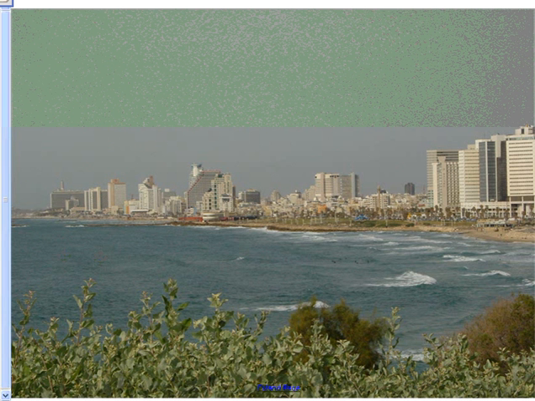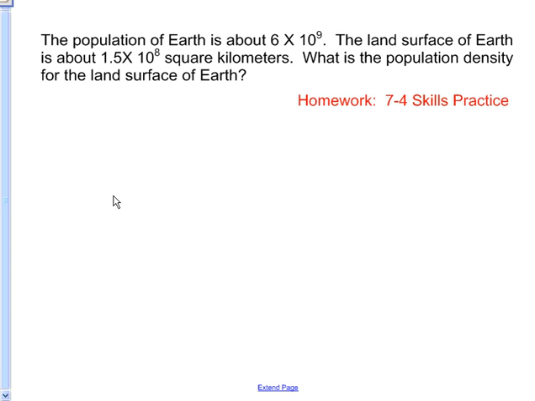Let's take a look at today's word problem. This is one using scientific notation. Take a try. You've got exactly 2 minutes. Get started.